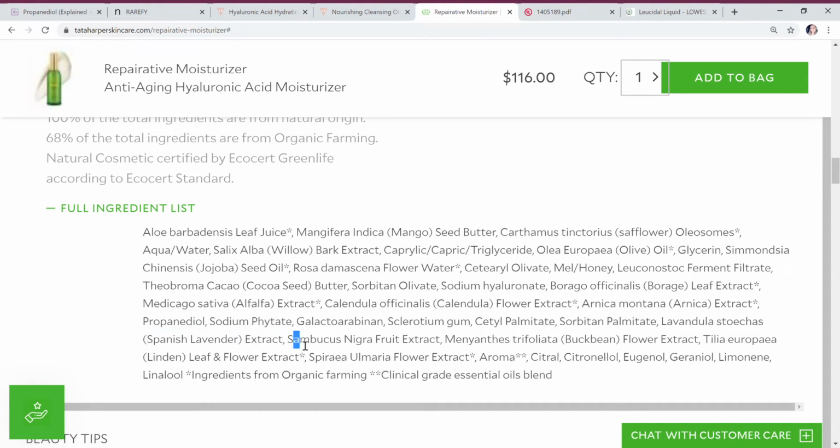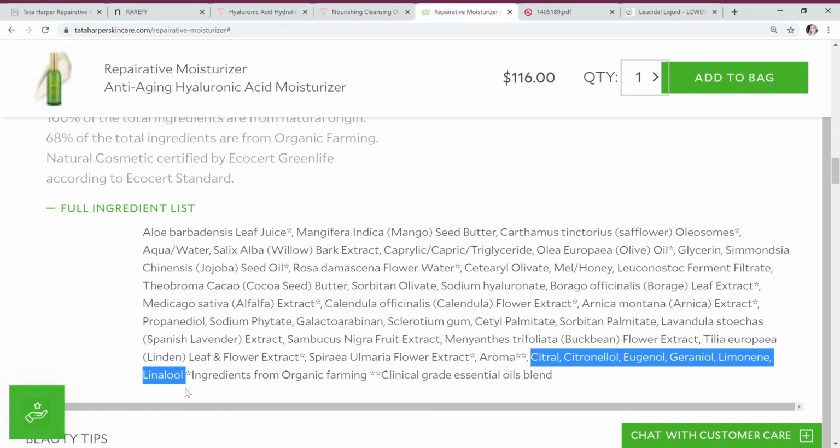And then we have this, what this is elderberry extract. And then we have a buck bean flower extract. So after the buck bean flower extract, we see this linden leaf and flower extract. And then we have this extract, which is actually meadowsweet herb extract. So we have listed here aroma, and this is going to be a blend of essential oils.